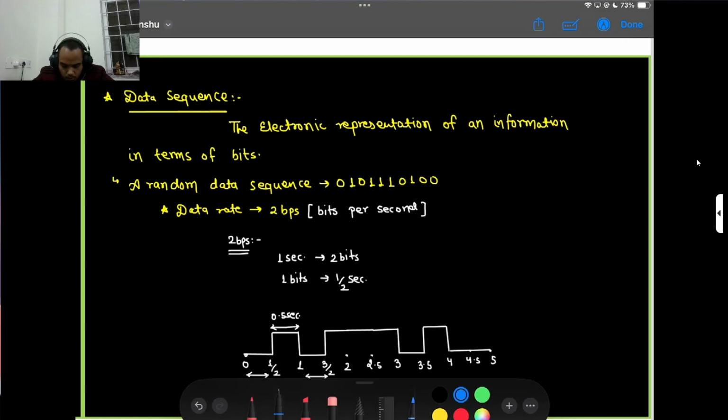Here you can see our clock is high for 50% of the time, and during this time our clock is low. Now, data sequence. What is a data sequence? It is the electronic representation of information in terms of bits. A random data sequence looks like this, and the data rate is 2 bps, that is bits per second.